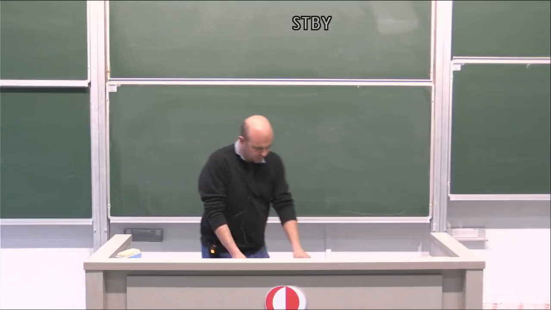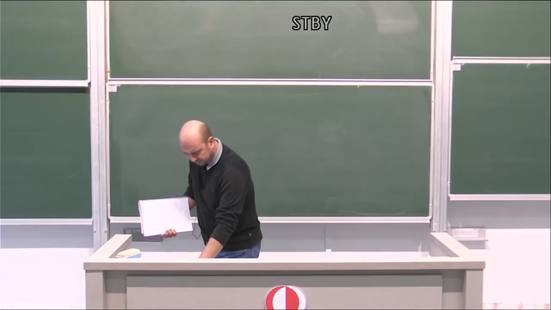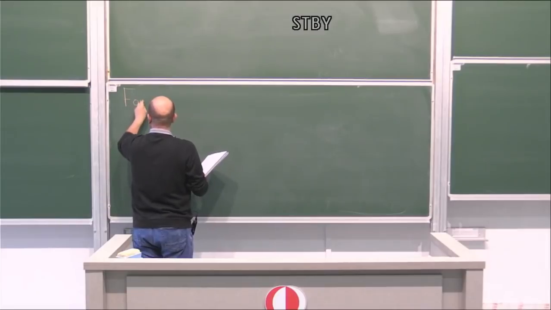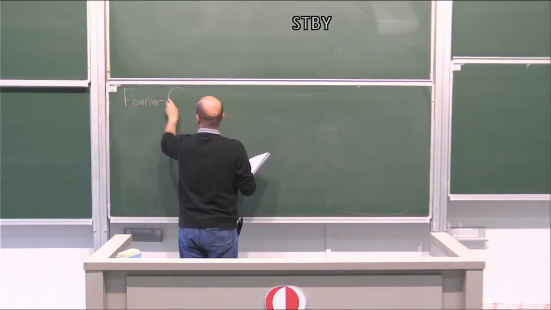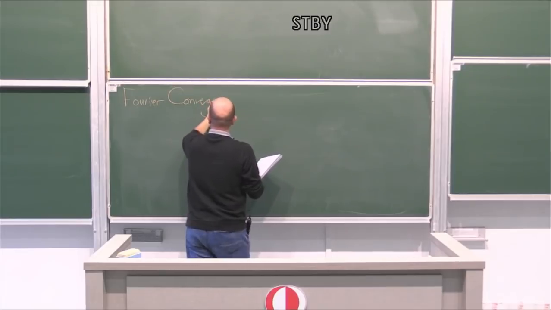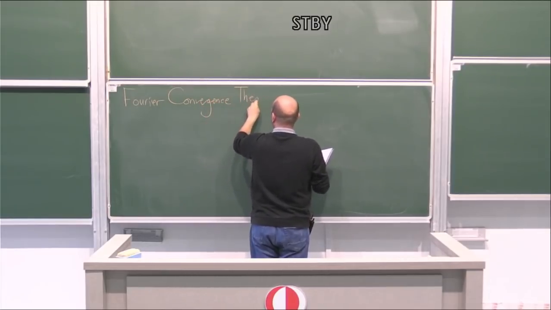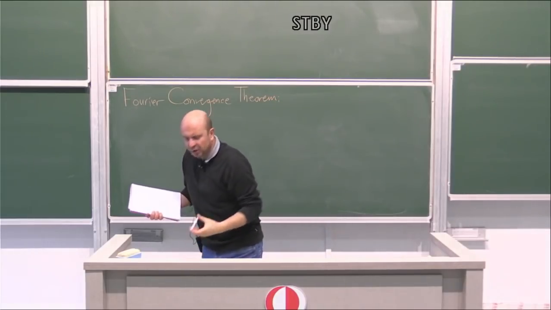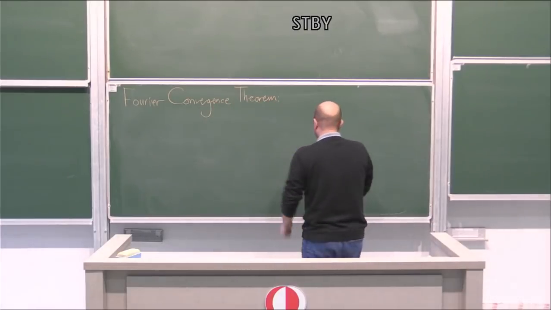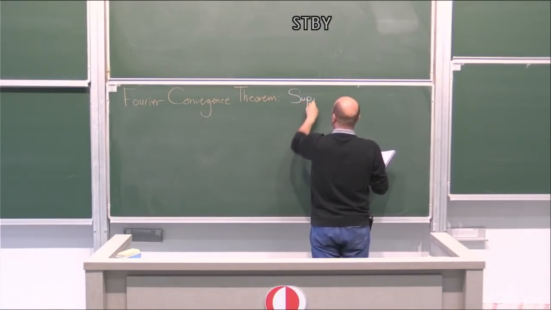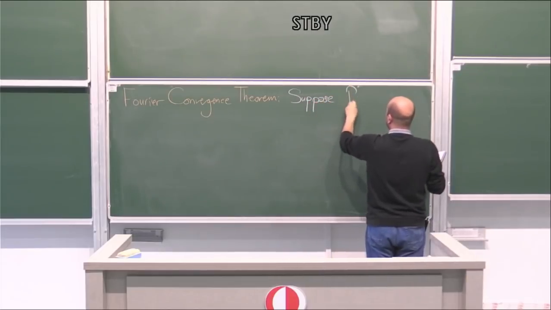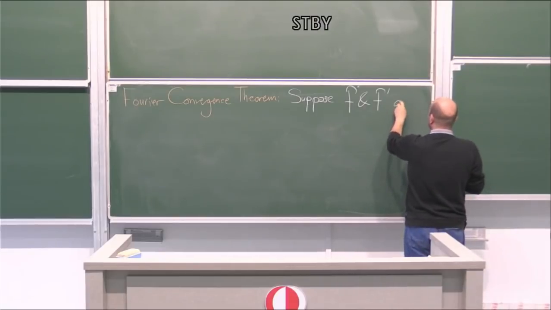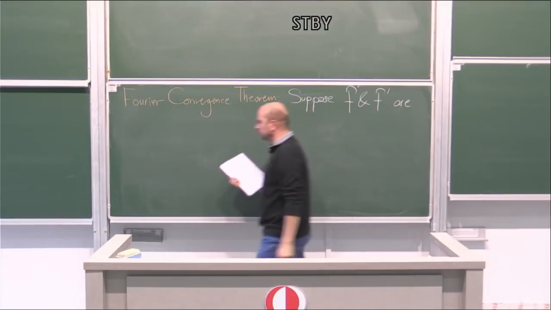Okay, so now let me state it, and then we can do some examples of it. Fourier Convergence Theorem. So what does it say? So first of all, for which functions then we may have Fourier series? So it says the following. Suppose f and f prime, its derivative, are piecewise continuous.